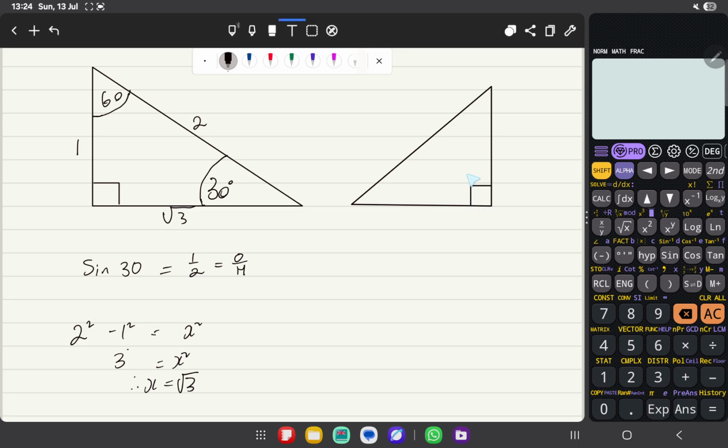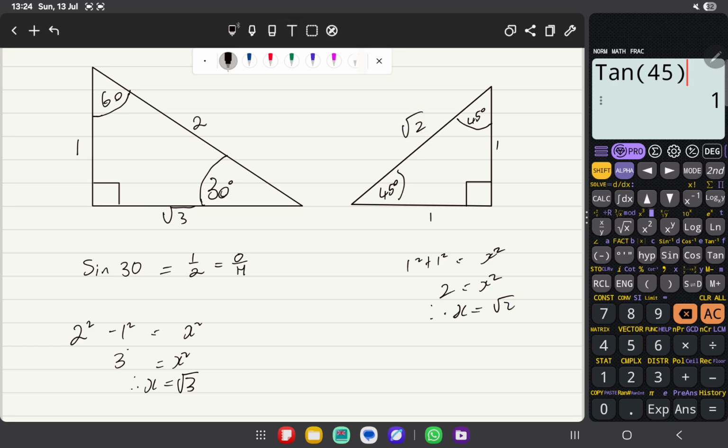So we have another triangle here, which is also a right angled triangle, but this one has 45 degrees. It has 45 degrees, right? And by this, you already see it's an isosceles triangle, with 1 over 1. So, which is 1 over 1. You use Pythagoras, right? 1 squared plus 1 squared equals x squared. 2 equals x squared. Therefore, x equals square root of 2. And then here, you have square root of 2, right?